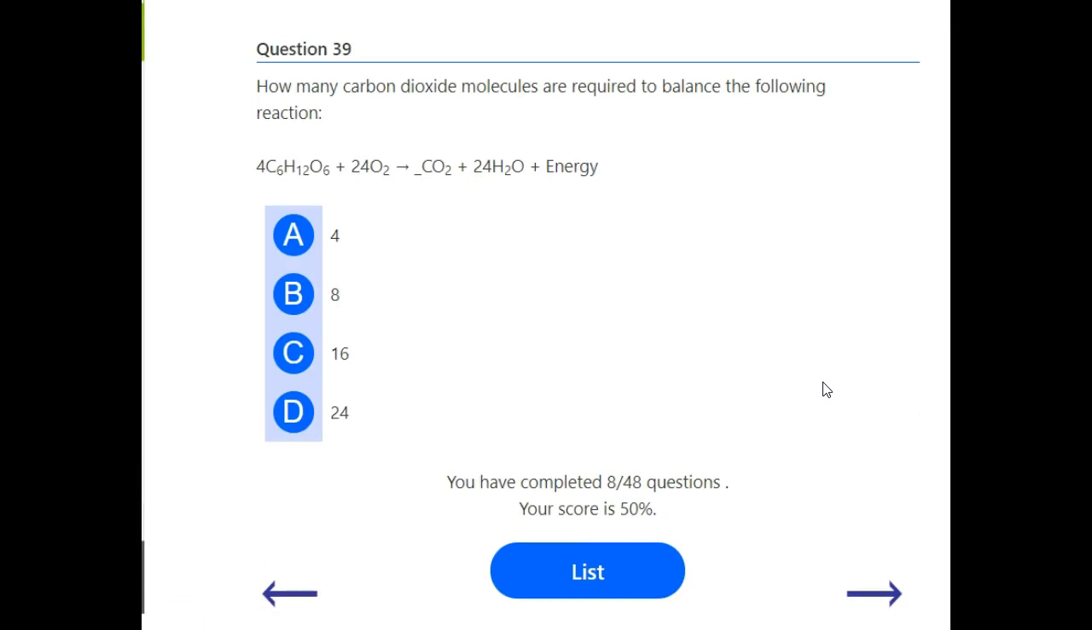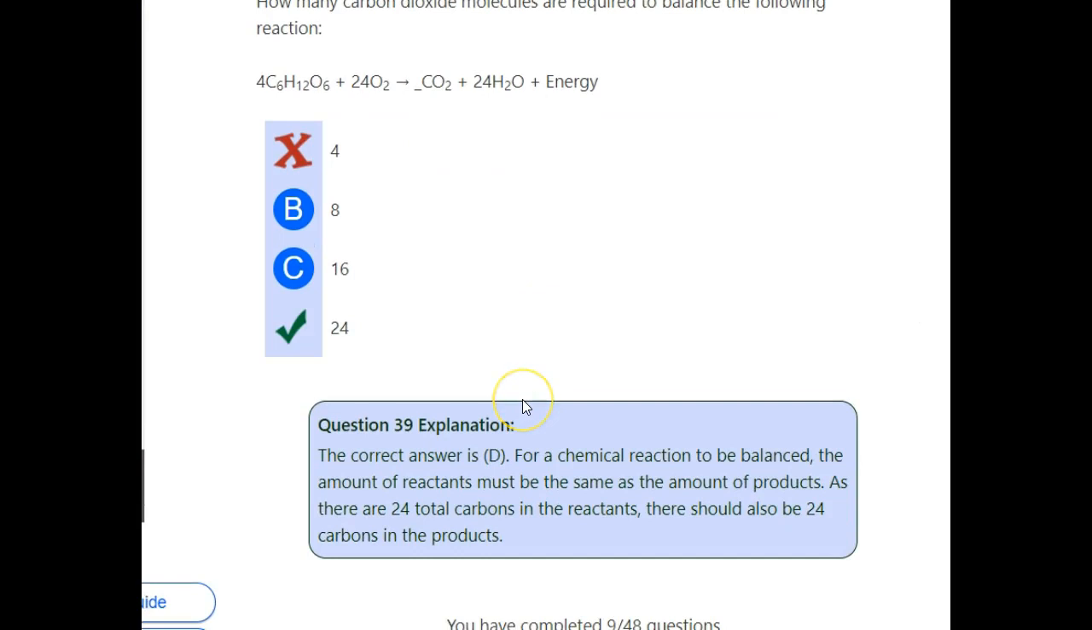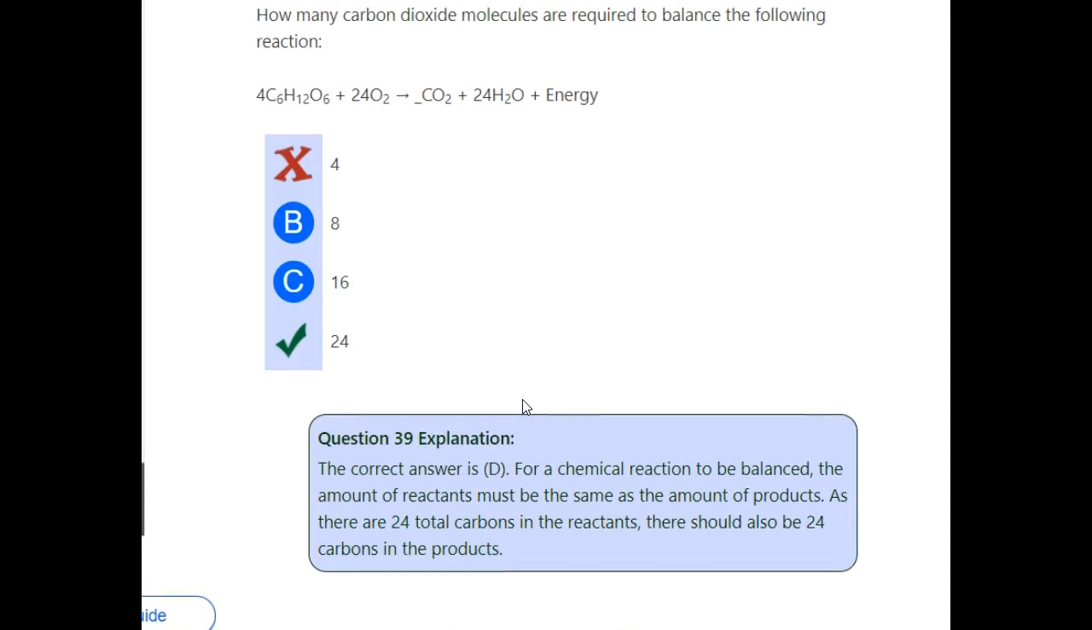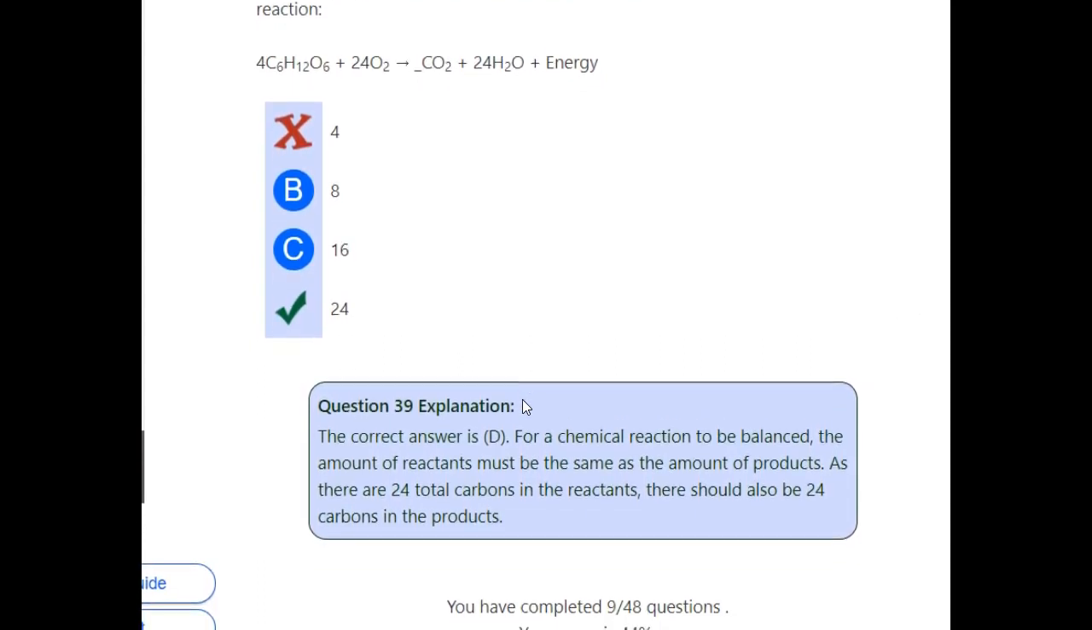How many carbon dioxide molecules are required to balance the following reaction? A, 4, B, 8, C, 16, and D, 24. The correct answer is D. For a chemical reaction to be balanced, the amount of reactants must be the same as the amount of products. As there are 24 total carbons in the reactant, there should also be 24 carbons in the products.